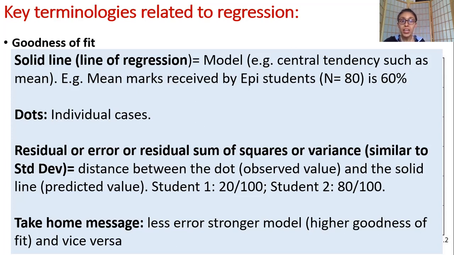In epidemiological statistical terms, when I say your model is bad, it means there may be multiple other independent variables which may be explaining the outcome variable. That's why you need to investigate the other factors before saying that yes, the association between IV and DV is so strong. So what do I mean by that? Let me give you an example.